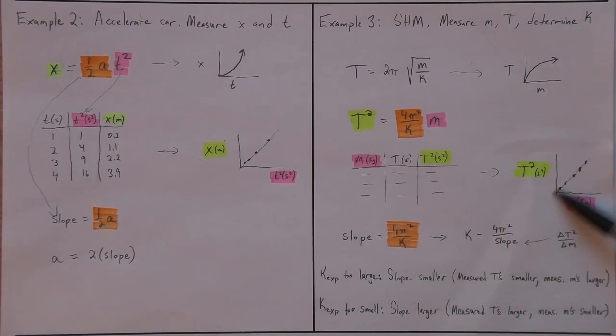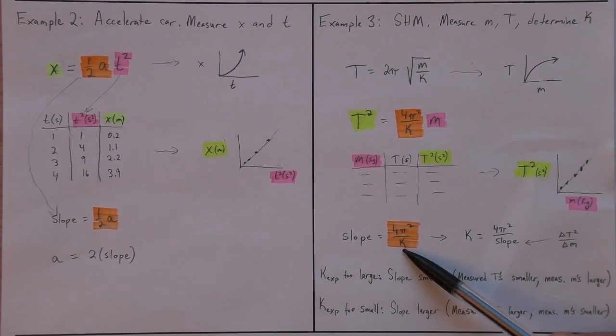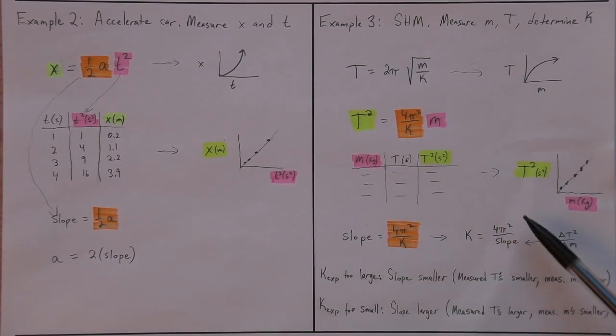So the slope of this line, when you calculate it using rise over run, is equal to 4 pi squared over k. And that's what we want to determine, k. So if we move that to the other side and divide by the slope, the spring constant of the spring is 4 pi squared over slope. And the slope, of course, is change in t squared over change in mass. So I go ahead and calculate that.